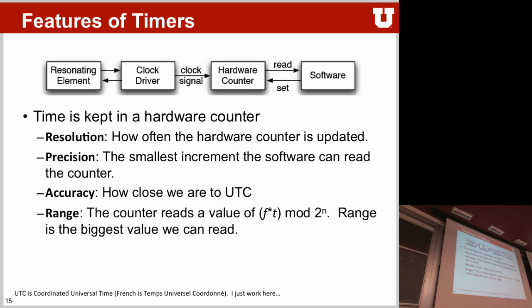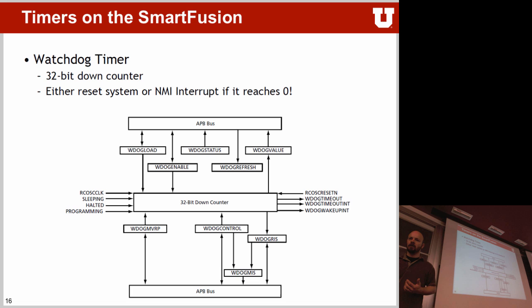Okay. In the SmartFusion itself, we have multiple different timer sources. So we have multiple counters. The first one is what's called a watchdog timer. This watchdog timer is a very simple 32-bit down counter. So it can count from a certain number down to zero. And because it's a watchdog, if it reaches zero, it will throw either a non-maskable interrupt or it resets your whole system. That's the watchdog timer. Any idea what this could be used for?